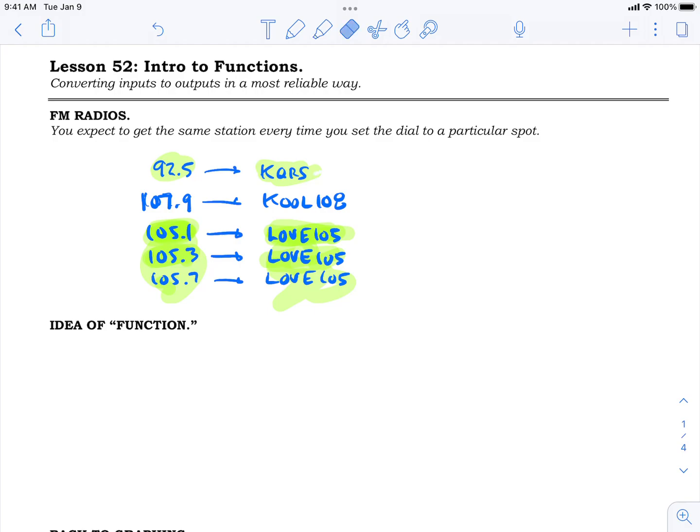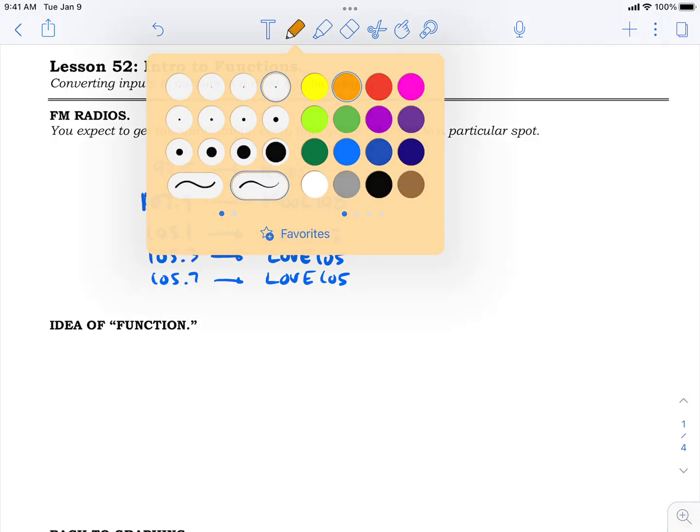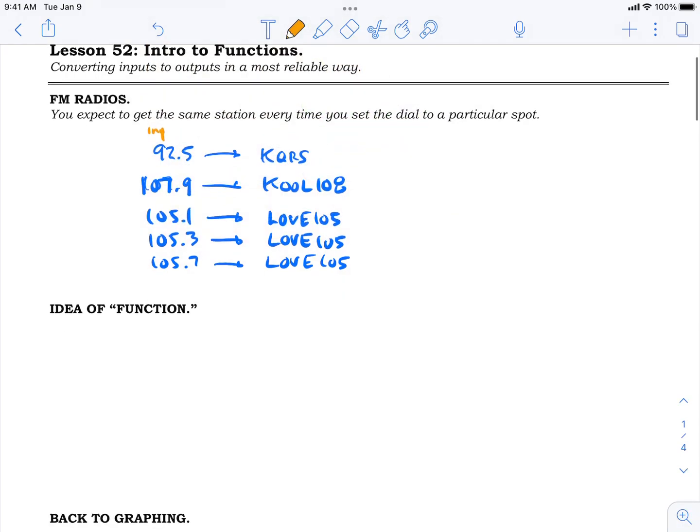You know what? That's a good place for me to start putting the words input and output around on them. Trying to erase all this green. Look what I did. Too much green. I took a V out. It's supposed to be a blue V. Okay, let's get this right. So anyway, I'm going to throw some words around here. You might have thought of this as the input, and this is the output. When you set the dial, it's kind of like you're setting the input. I set the input to 92.5, and this input is converted to an output in a most reliable way. I always get KQRS.